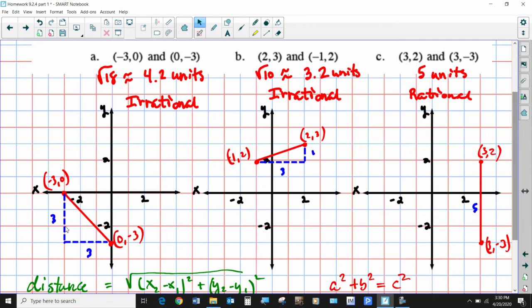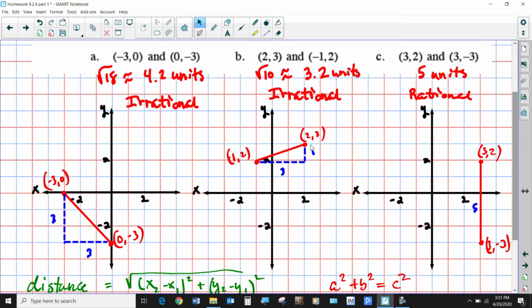So if we can figure out the distance from here to here and the distance from here to here, then you've got your a squared and your b squared would be 9 and 9. Add those together to give you 18. So c squared is 18, and c is the square root of 18. And the square root of 18 is right around 4.2. So the distance we would call approximately 4.2 units. And that is an example of an irrational number.